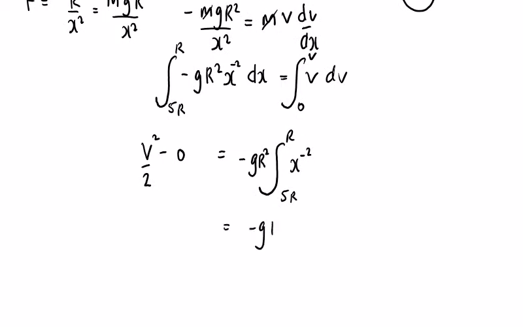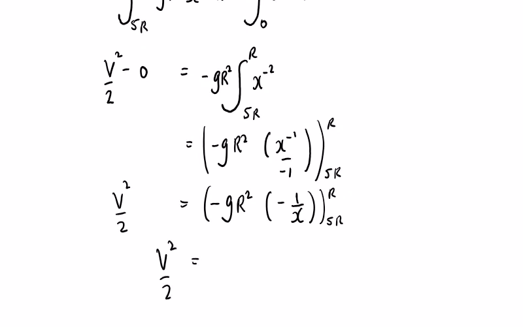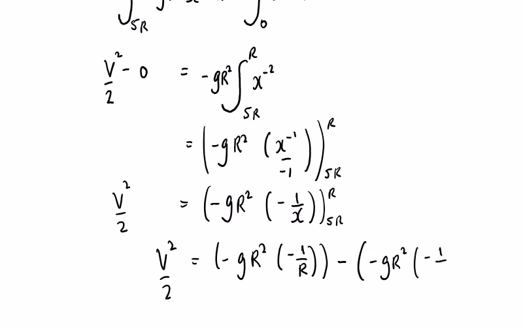So this is going to give me minus g r squared by x to the minus 1 over minus 1 between r and 5r. So that's just going to give me minus 1 over x. So minus g r squared by minus 1 over x. Bring the x to the bottom and it's a minus sign between r and 5r. That's going to be equal to my v squared over 2. So v squared over 2 is equal to, putting r in for x and 5r in for x, minus g r squared by minus 1 over r, and then minus g r squared by minus 1 over 5r.